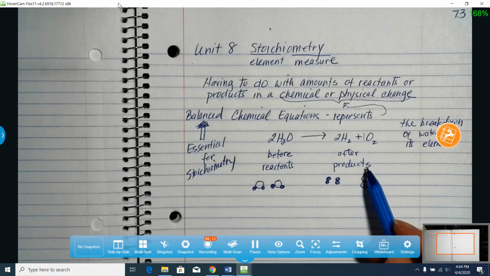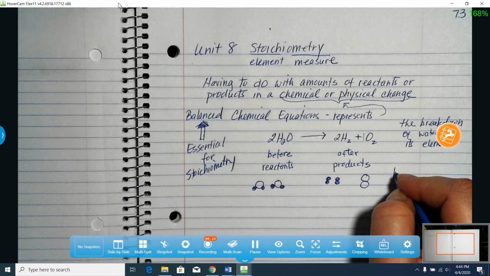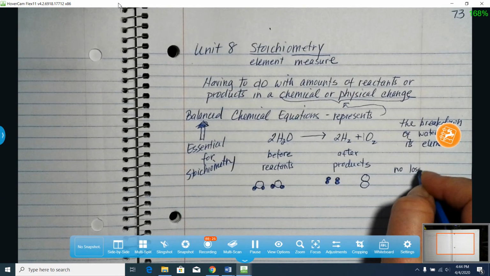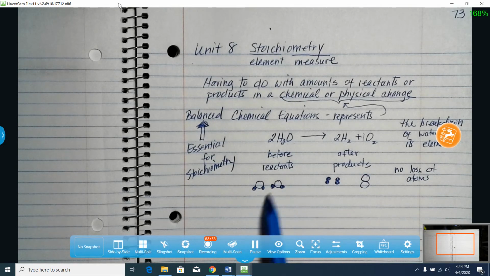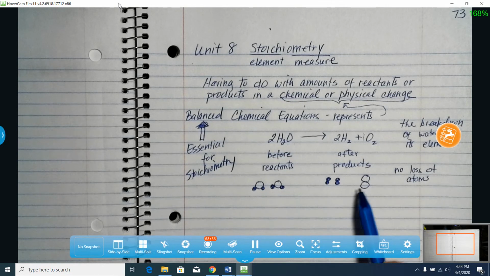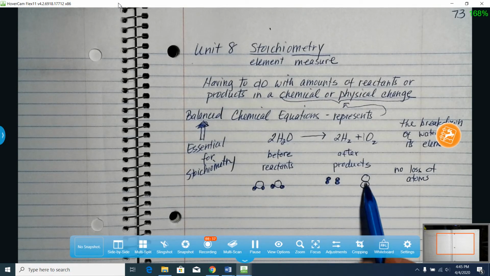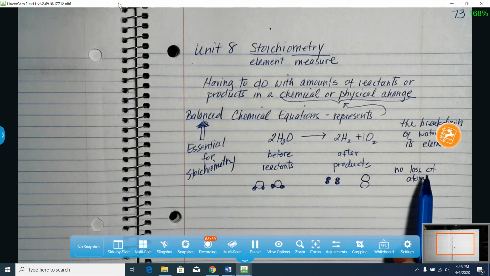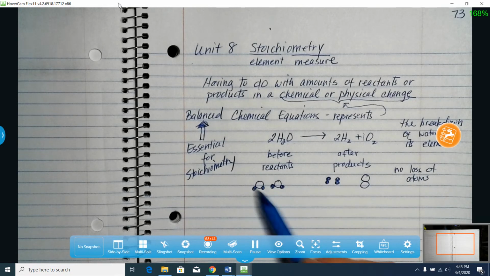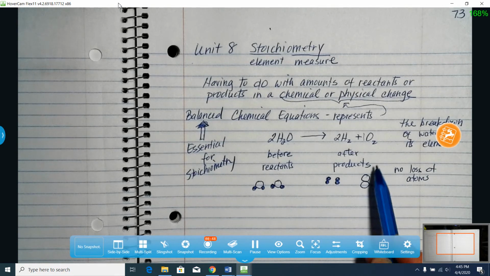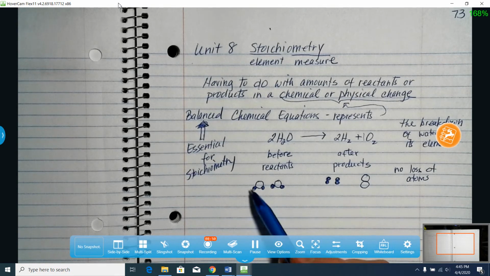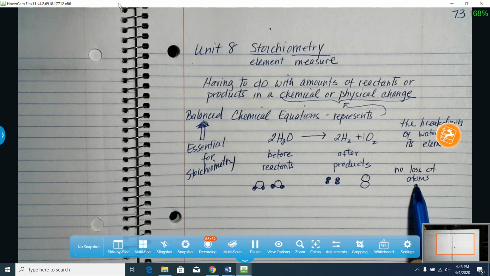So if you noticed, there is no loss of atoms. This is what it was before. We had 2 oxygens and 4 hydrogens. And this is what it was after the reaction. 2 oxygens and 4 hydrogens. No loss of atoms. So this shows the law of conservation of matter, which we know is real. The laws have been tested over and over again and verified. So we're representing truth here.